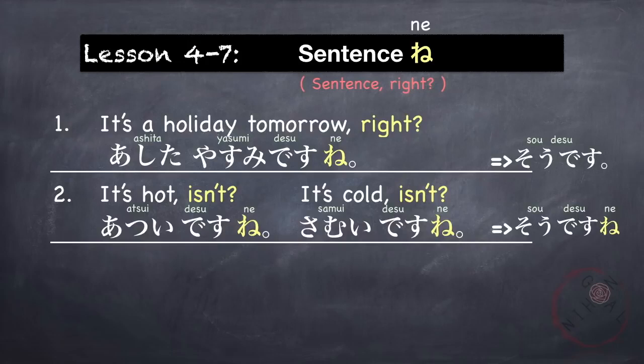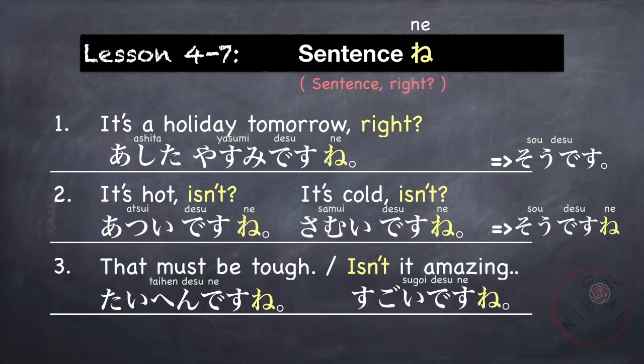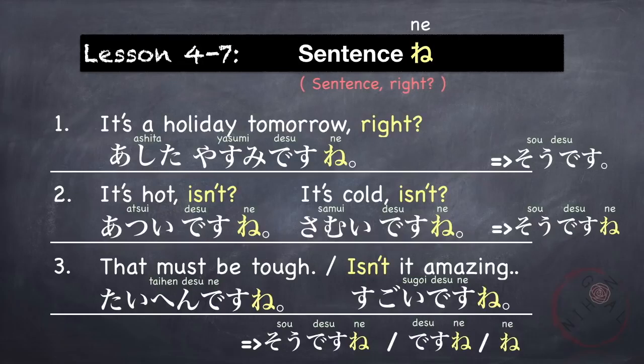ね is also added to some phrases or words to show sympathy. For example, that must be tough, or isn't it amazing? So first, that must be tough. 大変ですね。If you are going through a hard time, the listener might show sympathy by saying 大変ですね。On the opposite is, isn't it amazing? If they think that something is really great. すごいですね。すごい means great. You can simply reply by saying そうですね or ですね, a shorter version, or even simpler, ね, right?